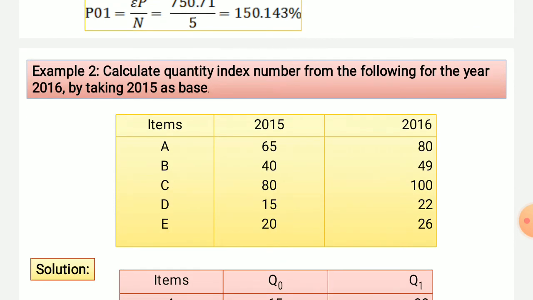Now take the second problem. Calculate quantity index number from the following for the year 2016 by taking 2015 as base.